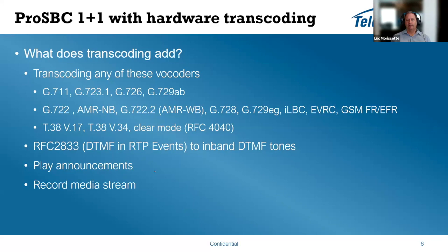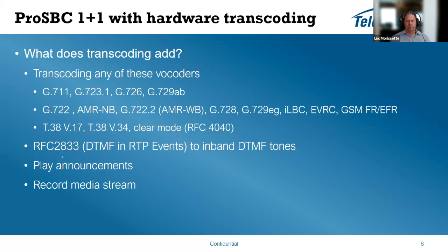And you can transcode from any of these vocoders that we see here. So it could be G711, which is the most used, and then you can convert to G729, G722, narrowband, wideband, AMR, and then we also support the T38 functionalities. Plus the clear mode, which is usually for modems or secure channels, where you disable all the special functions of an RTP network.